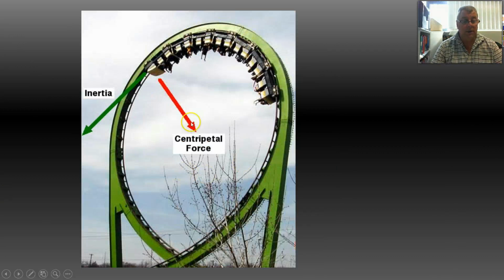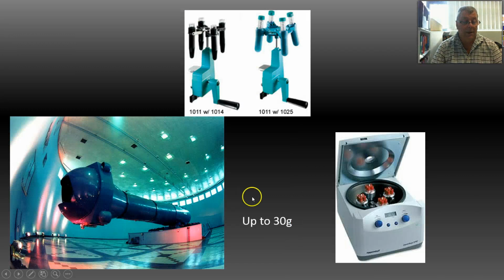And there's our circle again. Centripetal force always acting towards the center, and inertia, or the path of inertia, is always a tangent no matter where it is. A couple of examples of circular motion as well.